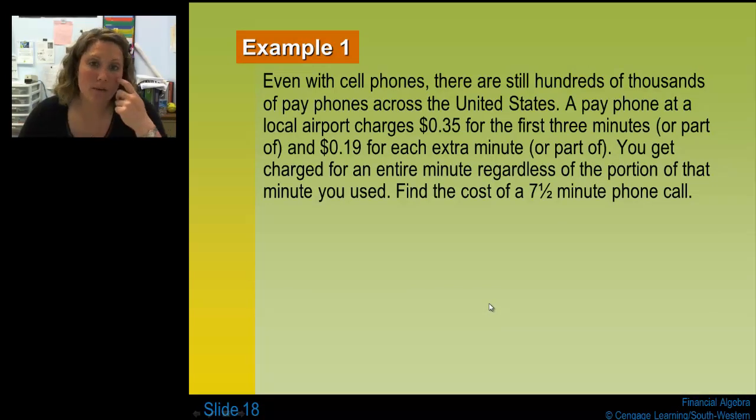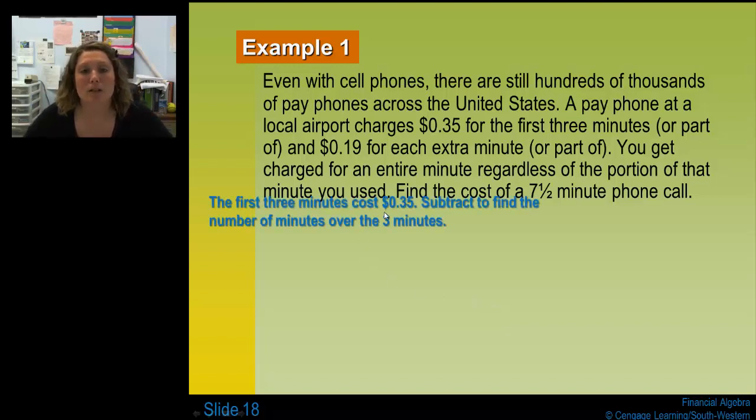Example 1, even with cell phones, there are still hundreds of thousands of payphones across the United States. A payphone at a local airport charges 35 cents for the first 3 minutes or part of. So even if you go over 3 minutes, they're still going to charge you that part of it. And then 19 cents for each extra minute or part of a minute. You get charged for an entire minute regardless of the portion of that minute you used. So we need to find the cost of a 7.5 minute phone call.